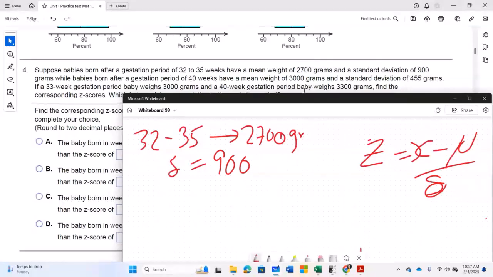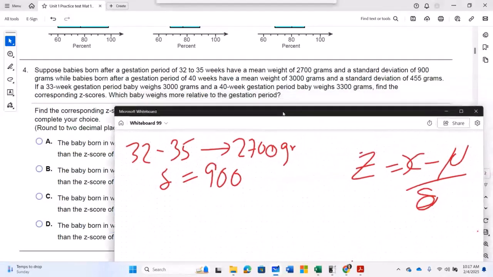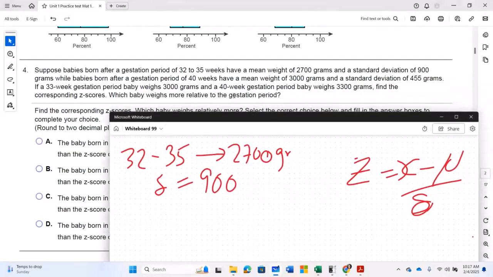And then that's another question. So we know we are comparing. It is about z-score. After 40 weeks, they have a mean weight. So let's see what the next question says. 900 grams. While the baby is born after a gestation of 40 weeks. So if a mom carries a baby in the stomach, if the baby stays 40 weeks or more in the stomach.